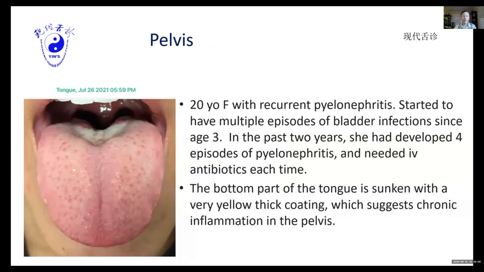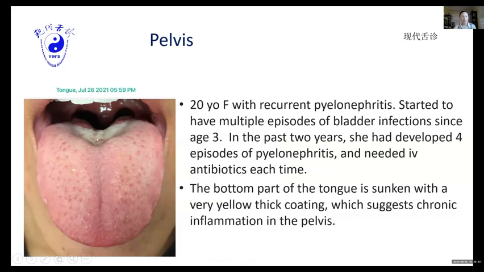This is a 20-year-old girl. She started to have bladder infections since age 3. In the past 2 years, she had 4 episodes of pyelonephritis. And each time she needed IV antibiotics for the pyelonephritis. You can see at the bottom of the tongue, which corresponds to the bladder area, there's a very yellow, thick coating. That showed the chronic inflammation in the pelvis.